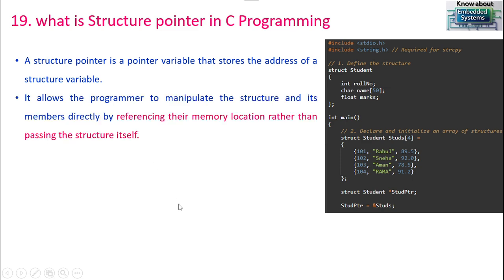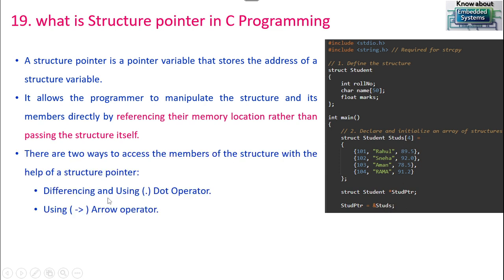So what is the advantage of a structure pointer? The advantage of a pointer to a structure is that, instead of sending the complete structure, we can pass it directly with a pointer. Whenever you want to pass structure information to another function, you can pass its pointer instead of passing the entire structure. This is the big advantage.